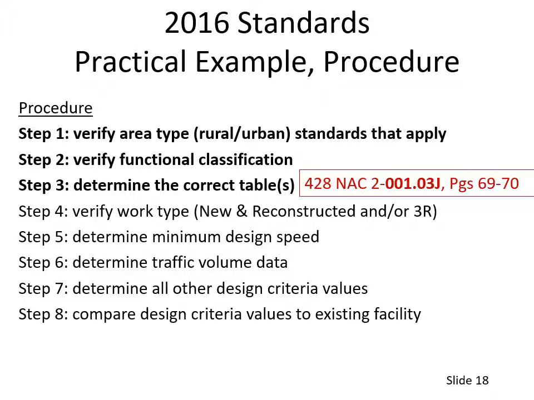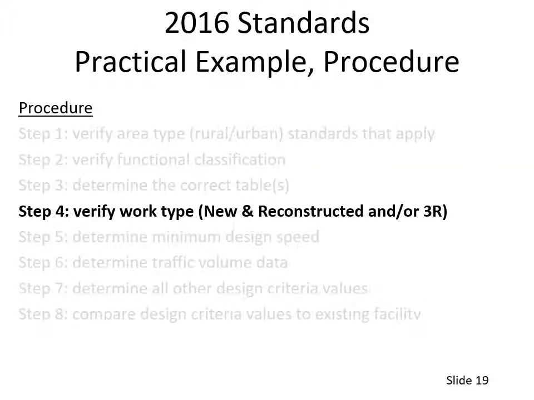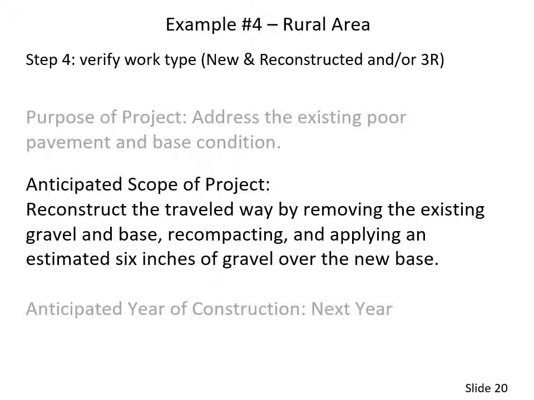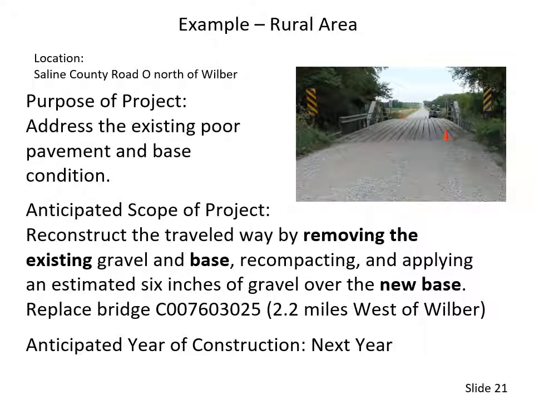work or project. Step 4 is to verify the work type. Is it more than maintenance work? If so, is it a 3R scope or a new and reconstructed scope? The anticipated scope of the project is to reconstruct the traveled way by removing the existing gravel and base, recompacting, and applying an estimated 6 inches of gravel over the new base. This is a scope of work more than what is defined in Minimum Maintenance Standards, pages 88 through 91.